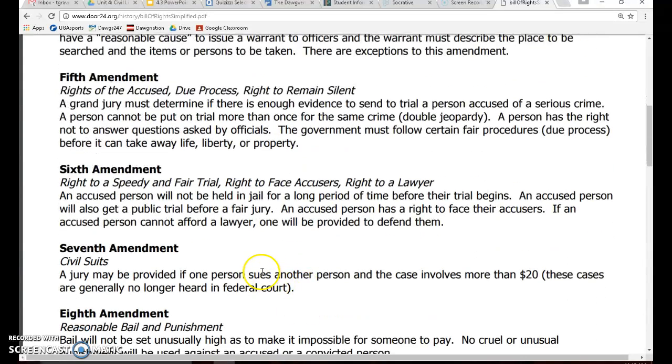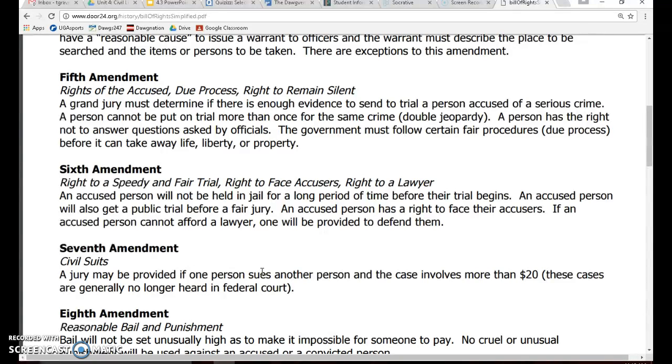The Sixth Amendment is similar to the Fifth Amendment. So the Fifth Amendment gives you the right to a trial, basically, the due process if you're charged with a crime. The Sixth Amendment says that trial has to be fair and speedy. So they can't just hold you in jail for 5 years before they give you a trial. They have to make it as quick as possible. And it also says an accused person will get a fair trial. What that means is that you'll have a public trial. It will be in public. It's not going to be in secret where people can't see what's going on.